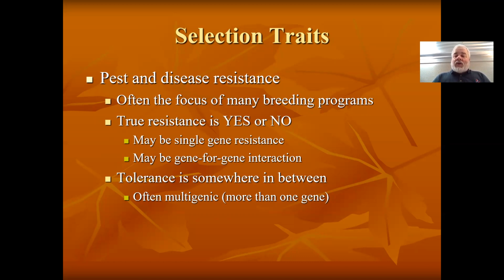Tolerance is somewhere in between. It's not resistant, it's not completely susceptible. It has the ability to inhibit the pathogen long enough and effectively enough to have a much higher chance of getting a marketable product harvested and to the customer. And those are generally multigenic. Tolerance is more complicated in how it works genetically, and it's a multiple set of genes that, in some cases, will keep the disease from getting out of hand.